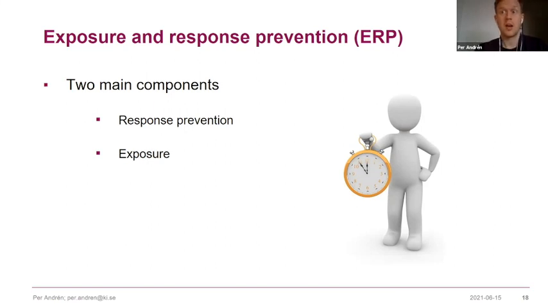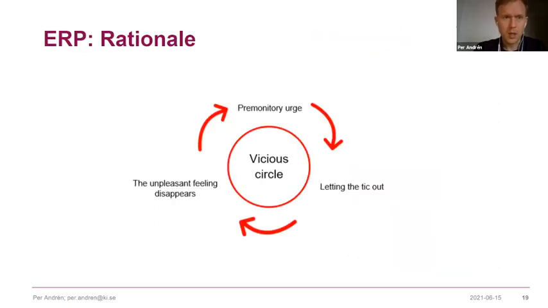You might have a lot of anxiety while doing it, and you might not be able to do it because of the anxiety level, but if you really have to, you will be able to do it. But the rationale is fairly similar, except that instead of obsessions and anxiety, we're talking about the premonitory urge, the negative feeling that the patient feels. And then there's kind of a vicious cycle. When the patient feels a premonitory urge, they want to let the tic out so that the unpleasant feeling of the premonitory urge disappears, and then they're stuck in this vicious cycle.